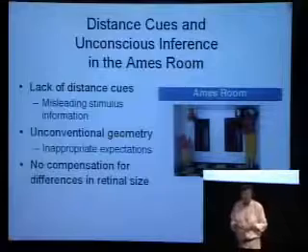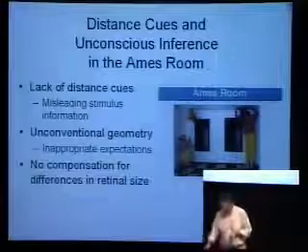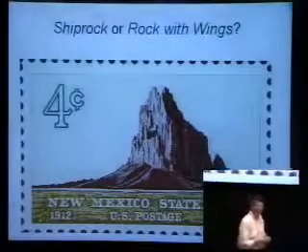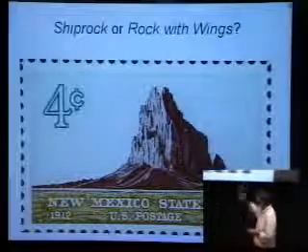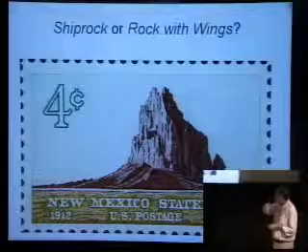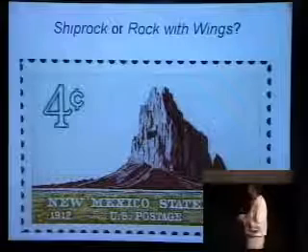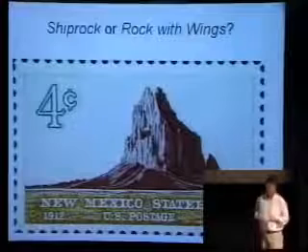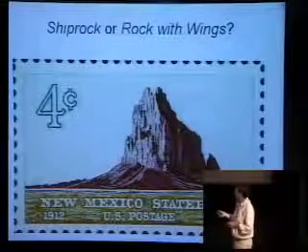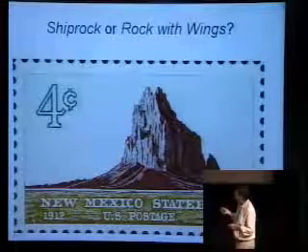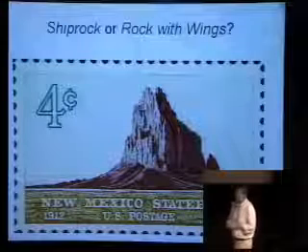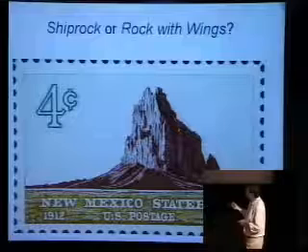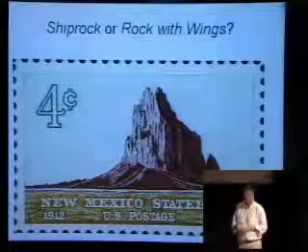This holds true for certain cultural differences in perception. Here is a picture of a geological formation in New Mexico. It's actually on the Navajo reservation. And it is known mostly as Shiprock because the early European settlers looked at this and it reminded them of a clipper ship with masts and sails and so on.